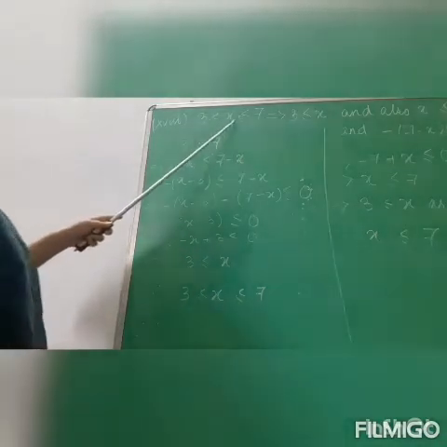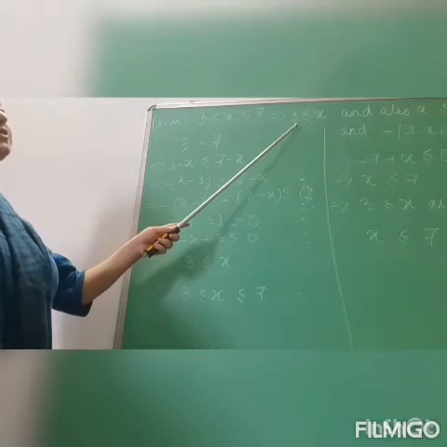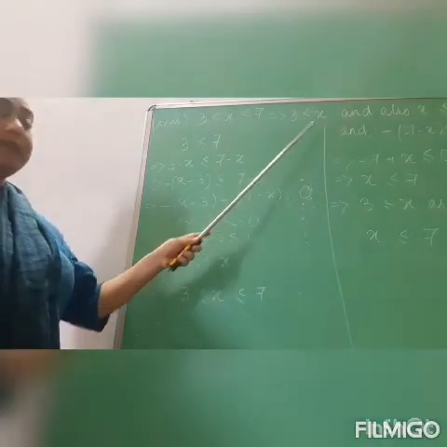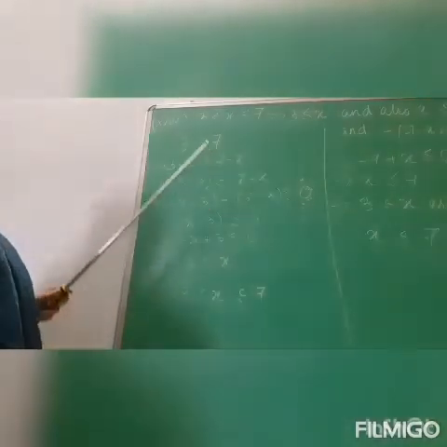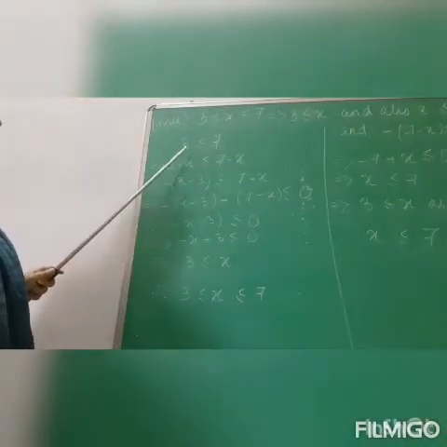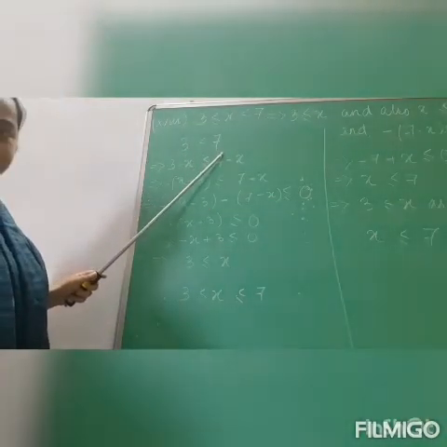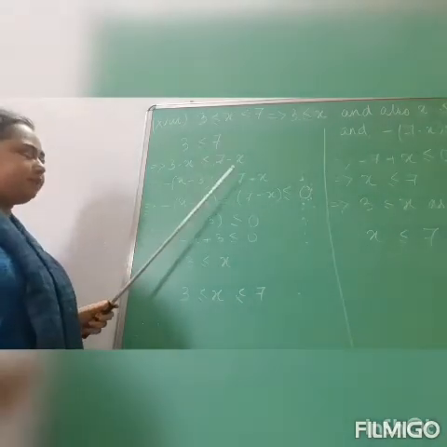Now let us see question number 18. 3 less than or equal to x less than or equal to 7 implies 3 is less than or equal to x, and also x is less than or equal to 7. Now see, from this statement I can write 3 is less than or equal to 7. Now I subtract x from both sides.